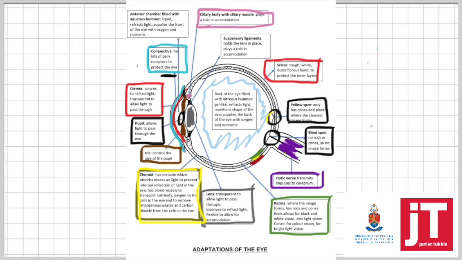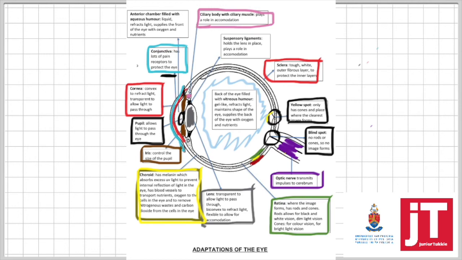Now, in pink, there's a little dot. That's the ciliary body with the ciliary muscle, and that muscle is very important to play a role in accommodation. And then I left in black the suspensory ligaments that hold the lens in place. The suspensory ligaments also play a very important role in accommodation.